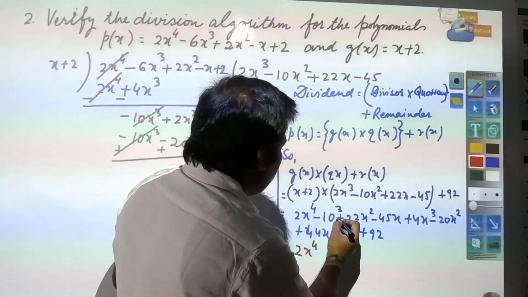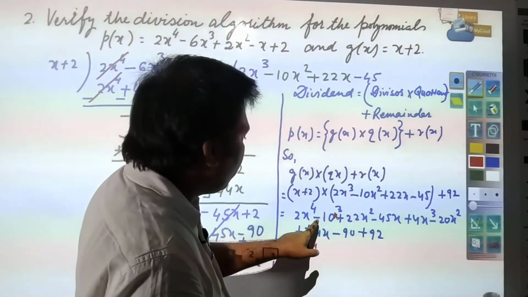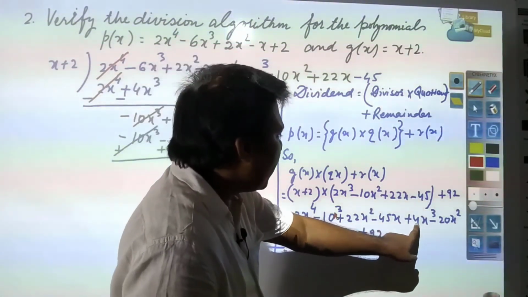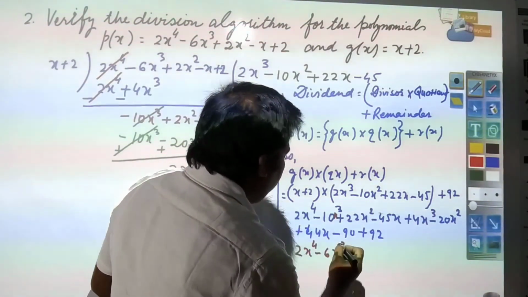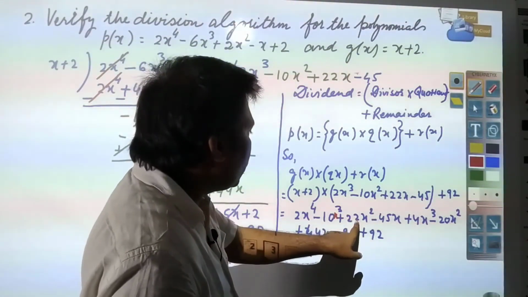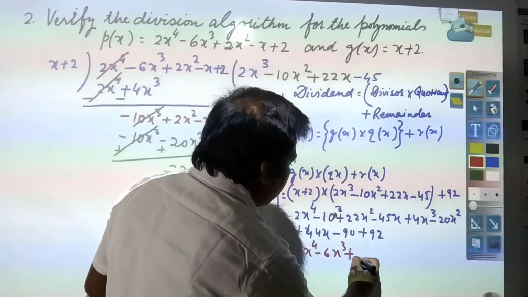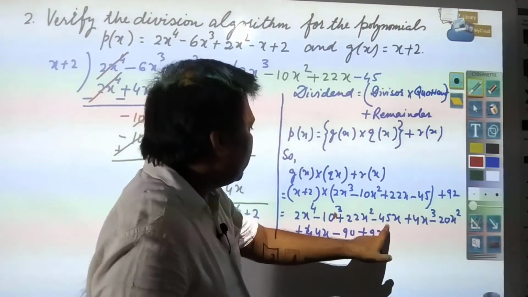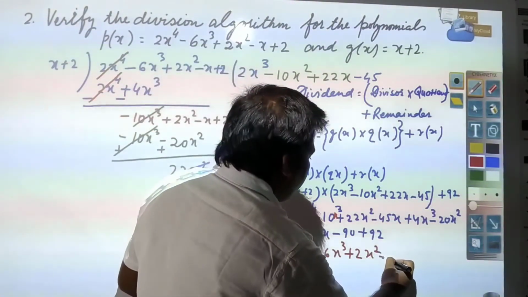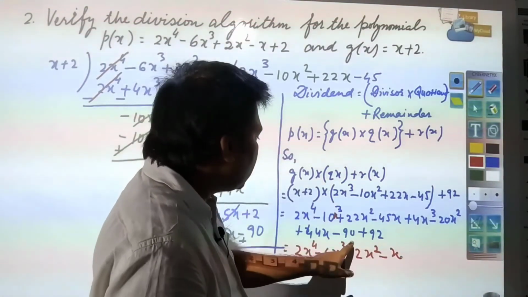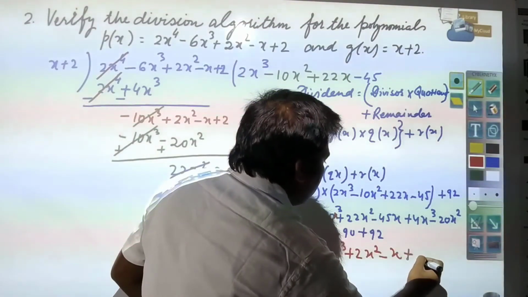Here you have 10x square, and here you should have 10x cube minus 10x cube and plus 4x cube, it will be minus 6x cube. Then you have 22x square and minus 20x square, it means plus 2x square. Then you have minus 45x and plus 44x, means minus x. And lastly, constant term you have minus 90 plus 92, and that is 2.